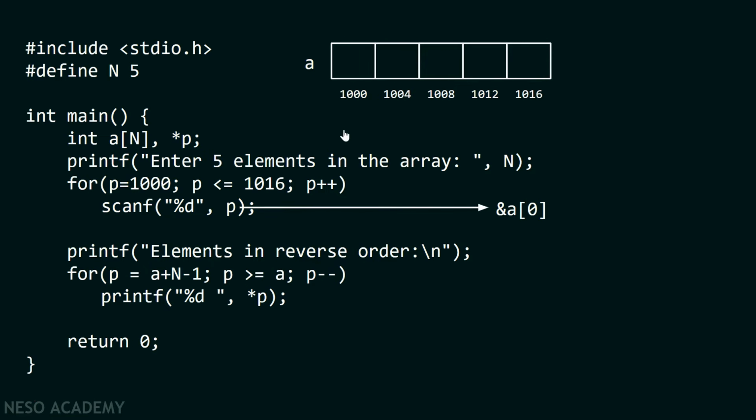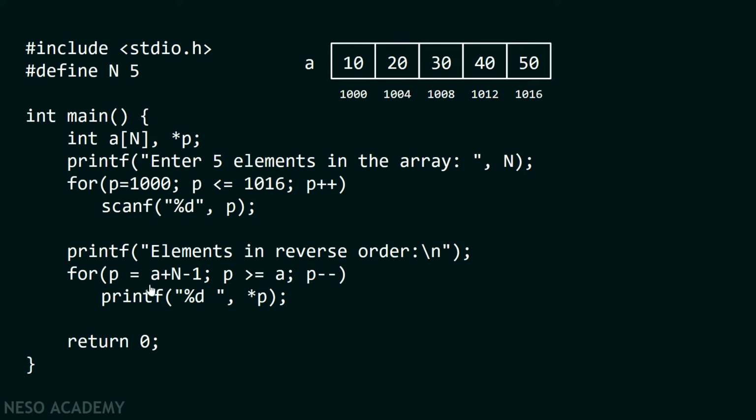So at the end of this for loop, there will be some elements inside this array. Suppose these are those elements: 10, 20, 30, 40 and 50. These are the elements entered by the user. After that, with the help of this for loop, I can print the elements in reverse order very easily.